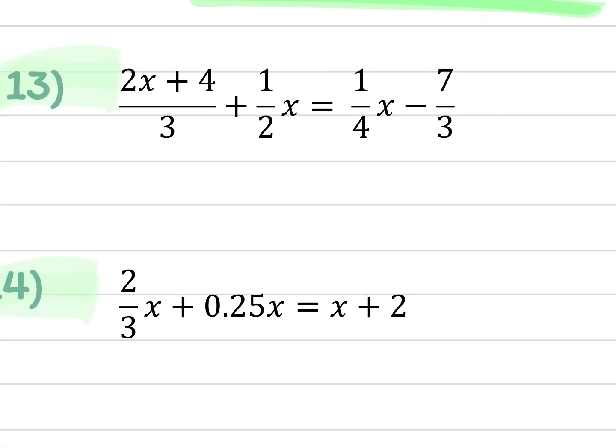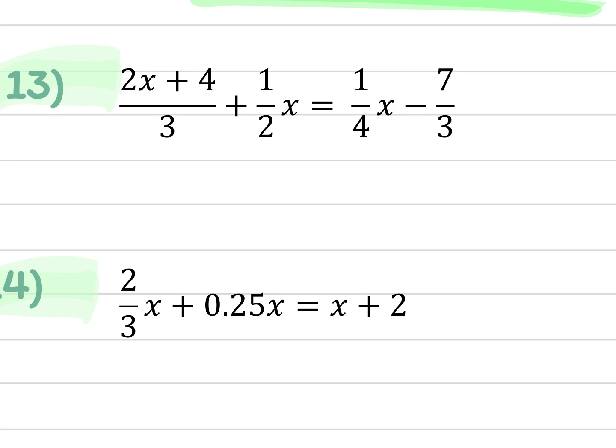Let's look at the left-hand side. Do you see how I have 2 different denominators? Right? So how do you add fractions? You get a common denominator. What would my common denominator, guys, be between 3 and 2?